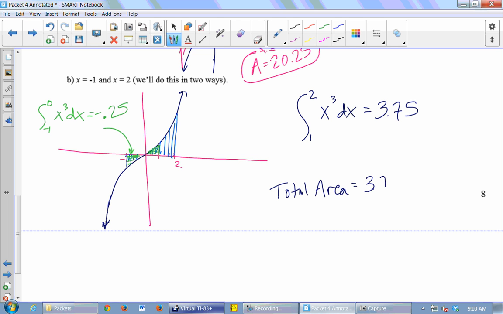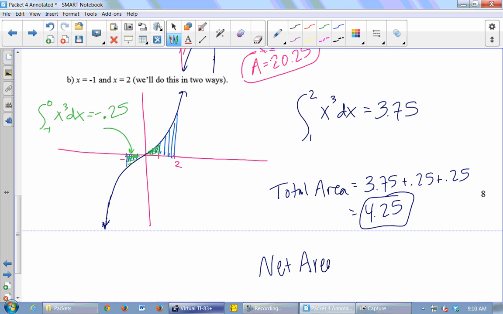So my total area is going to be 3.75 plus a quarter plus a quarter. So 4 1/4. So that's my total area. My net area, if I think about the signed values, would be just the 3.75.